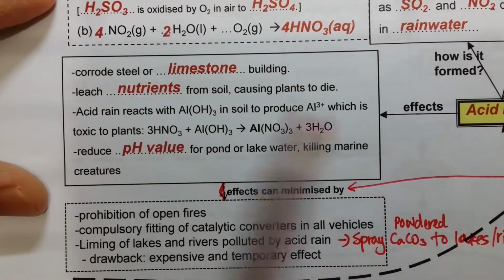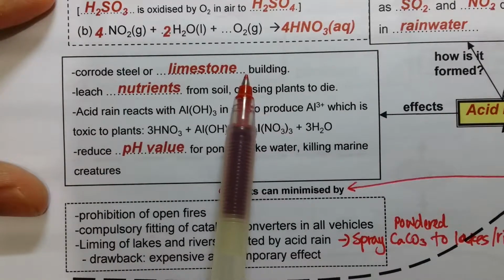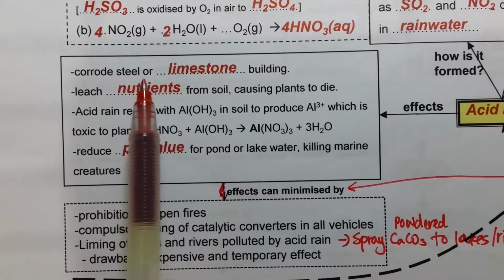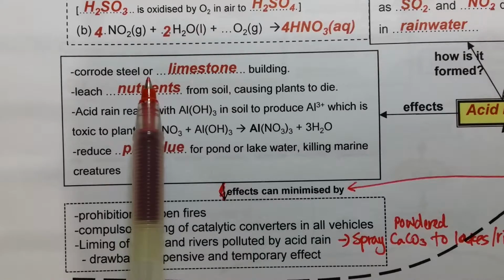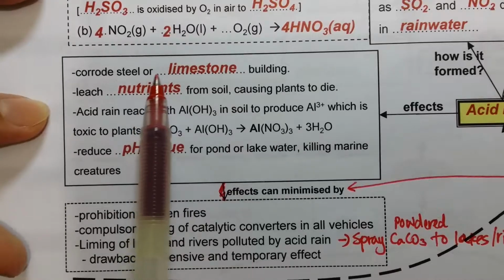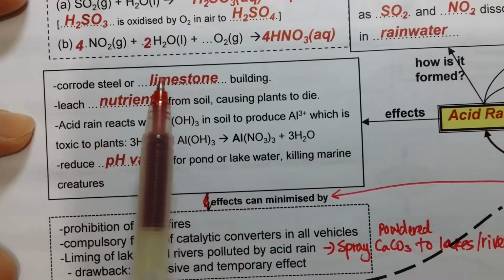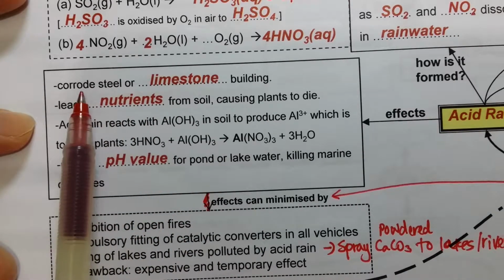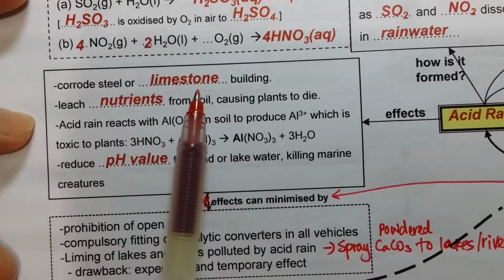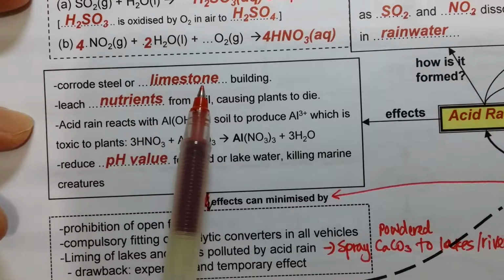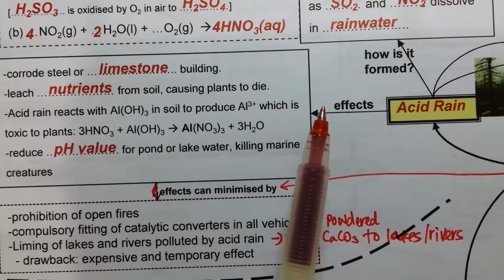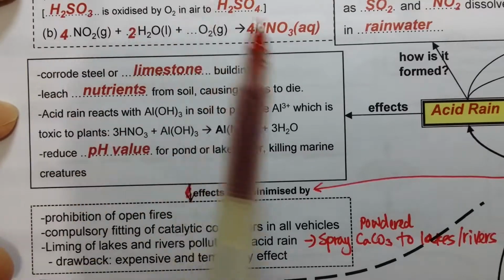And the effects of acid rain: it corrodes steel or limestone buildings. Because steel, what is inside? What are the things inside steel? There will be carbon, iron, nickel, as well as chromium. So there are a lot of metals inside the steel, and as you know, acid reacts with a lot of metals. For example, acid and iron, there will be a reaction. So it will corrode steel or limestone buildings. Limestone is basically calcium carbonate. So CaCO3 does react with acid to produce salt, water, and carbon dioxide.